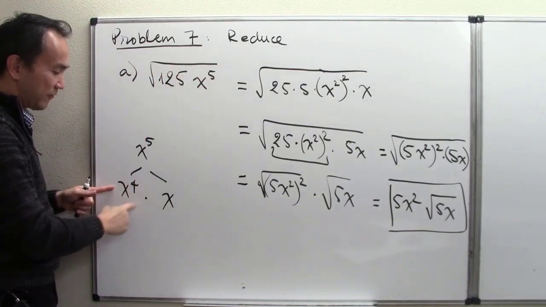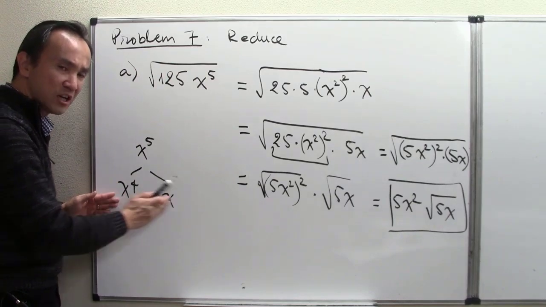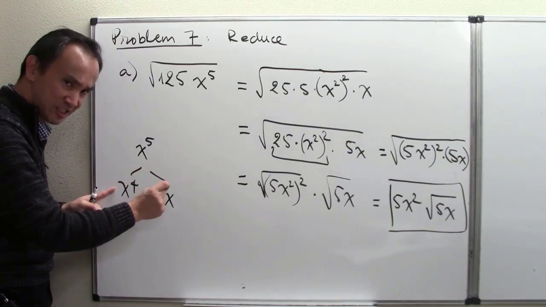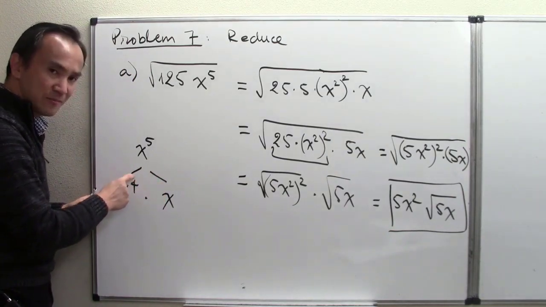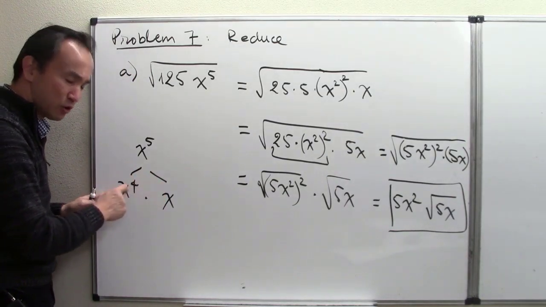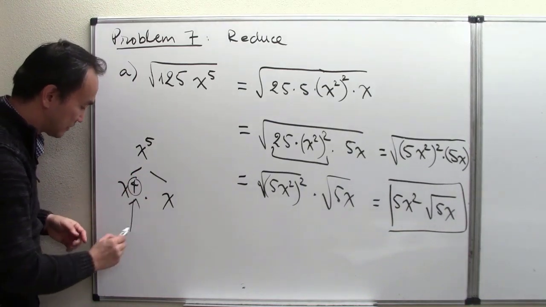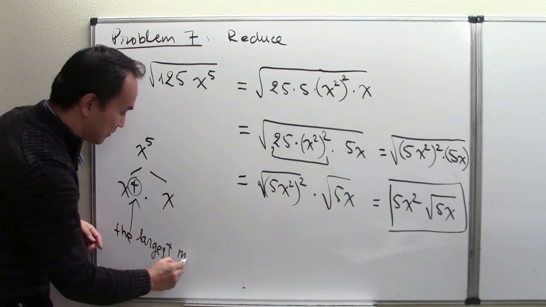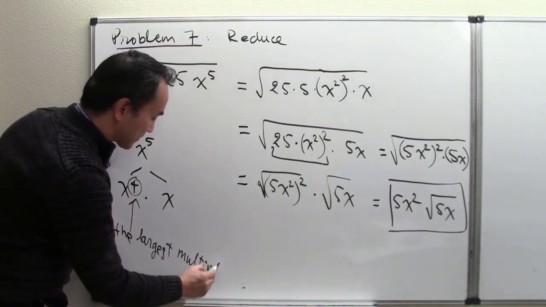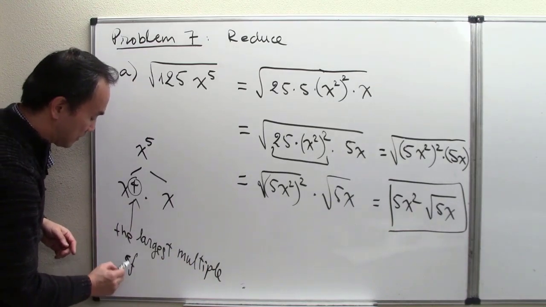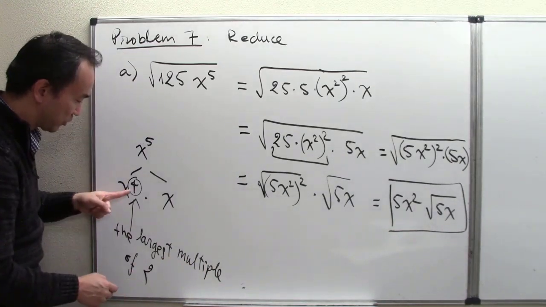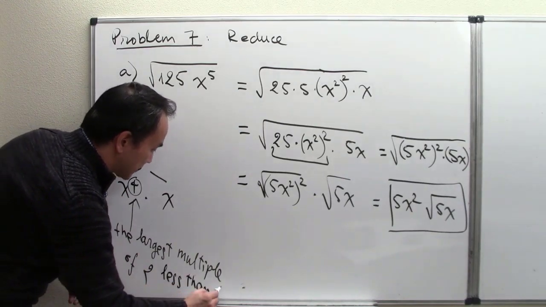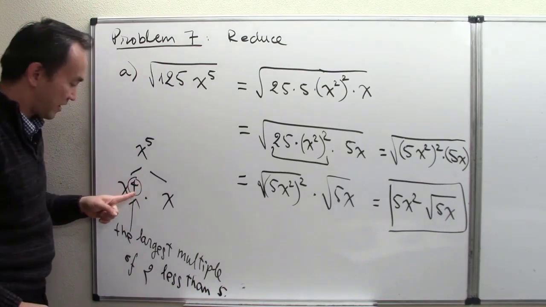So I'm talking now about the powers of the variables. What I was looking for was precisely the largest multiple of 2 that is less than 5. And so that's how I decided to come up with that 4.